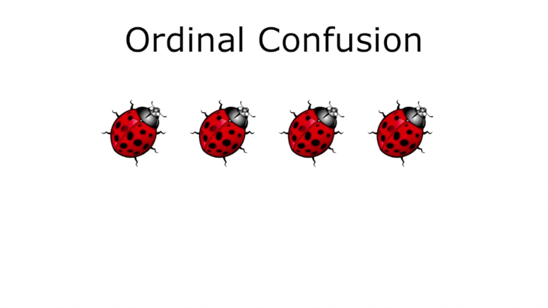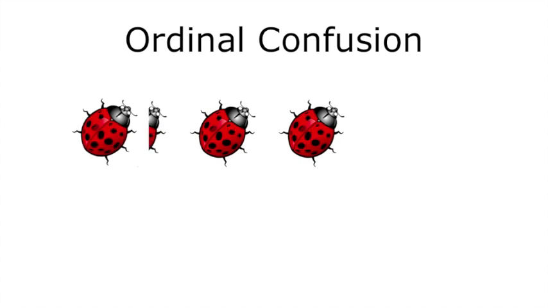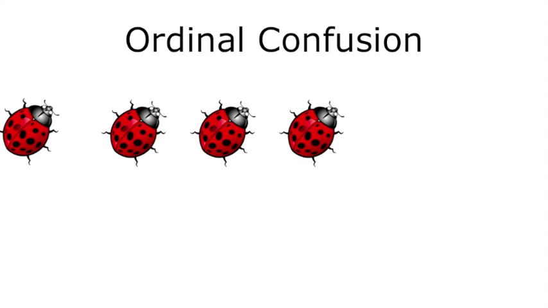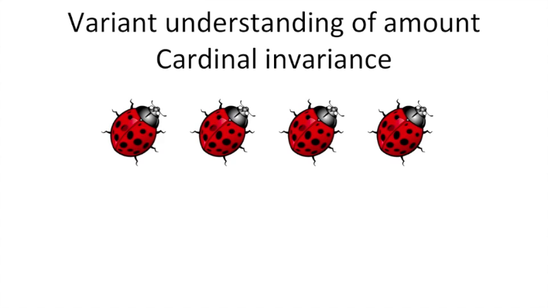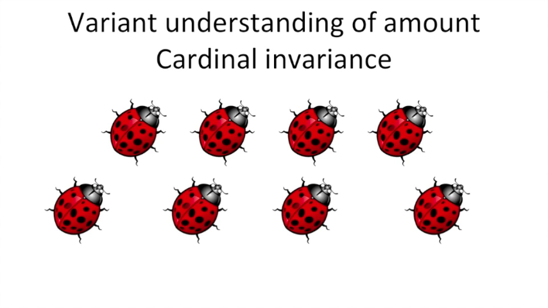Here we see 4 lady beetles. People with dyscalculia count them, but they see the numbers as names. If we change the place of the last lady beetle from the end to the beginning, they think that it's still the number 4, although it's now the number 1. It doesn't matter how we represent the 4 lady beetles, whether like in the first or in the second line.